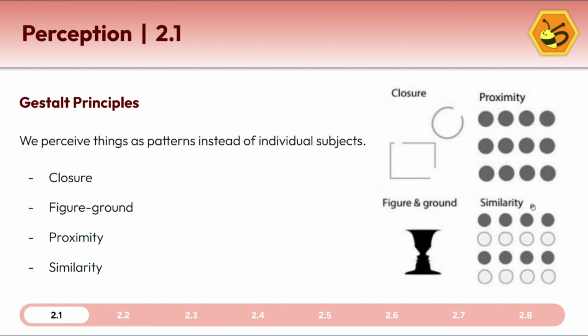Similarity says we group things that are similar looking. So here we have 2 groups, one made of darker dots and one made of lighter dots, and Gestalt principle proposes that we perceive it as 2 groups, one of light dots and one of dark dots.